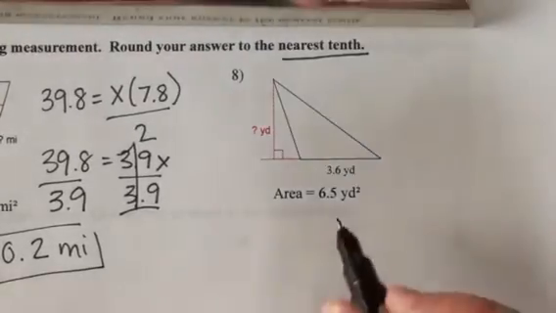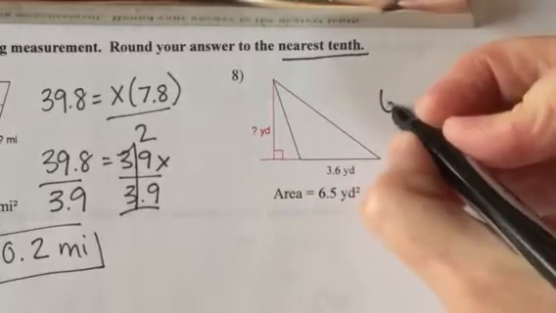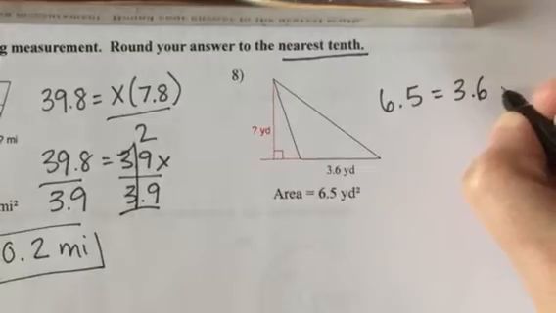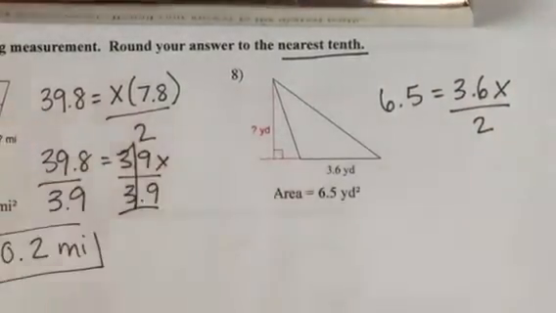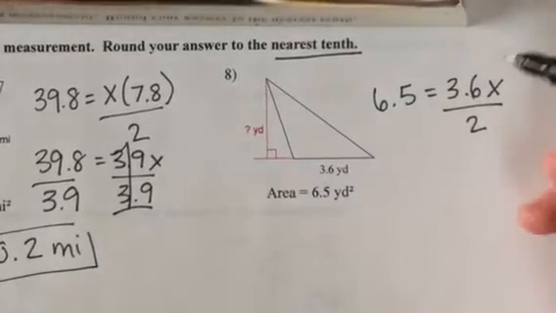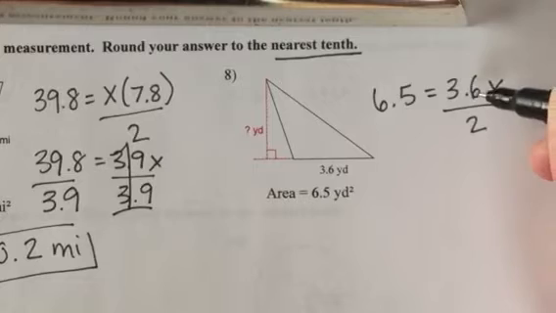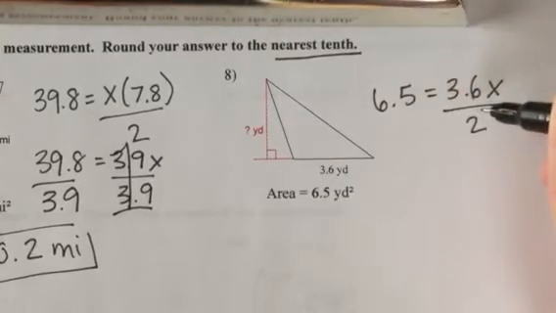Okay, over here. This time we have the base, but we don't know the height. They did give us the area. So 6.5 equals the base times the height, which we don't know, divided by 2. I'm going to choose the opposite way to solve this. So again, you could take 3.6 divided by 2. That's all set as the coefficient of x, and then you would divide both sides by that number.